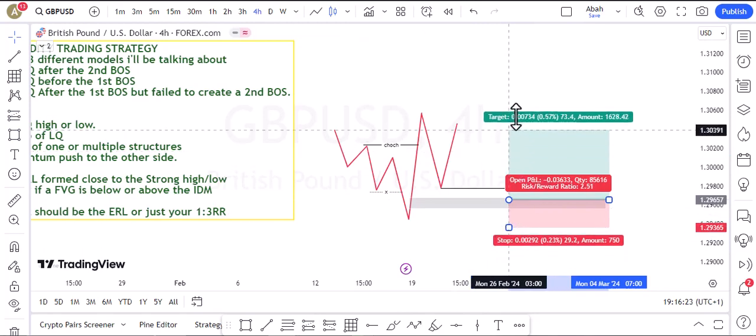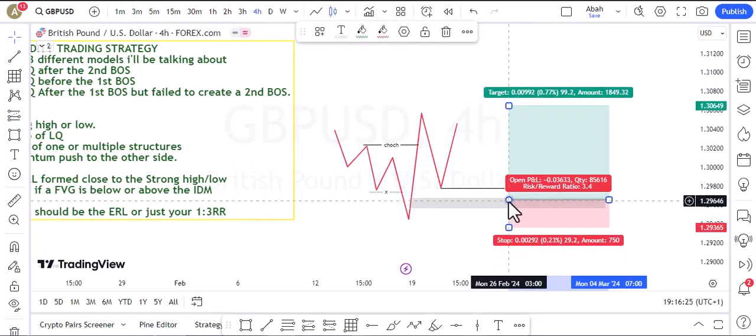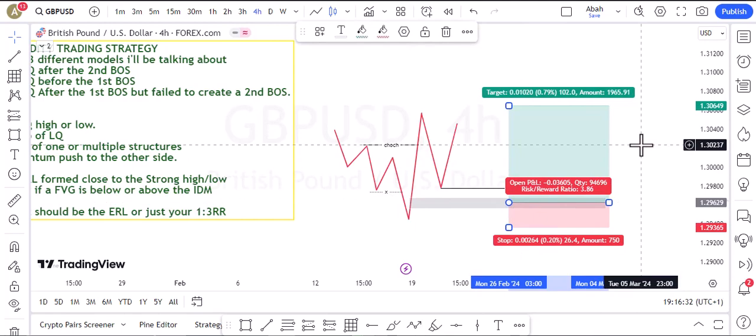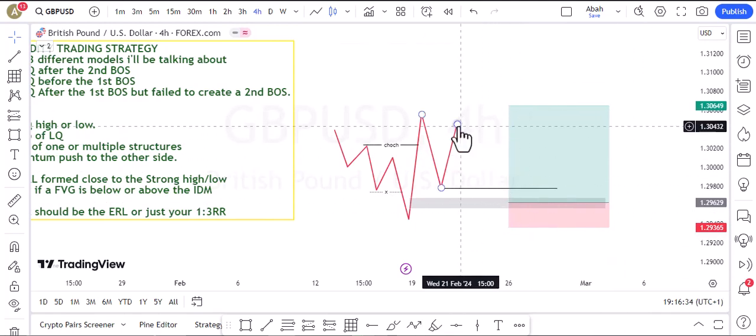entry here, and target here. Let's say I'm using a 50% of the imbalance, and that's it. This is going to be your trade. You get what I'm trying to say?